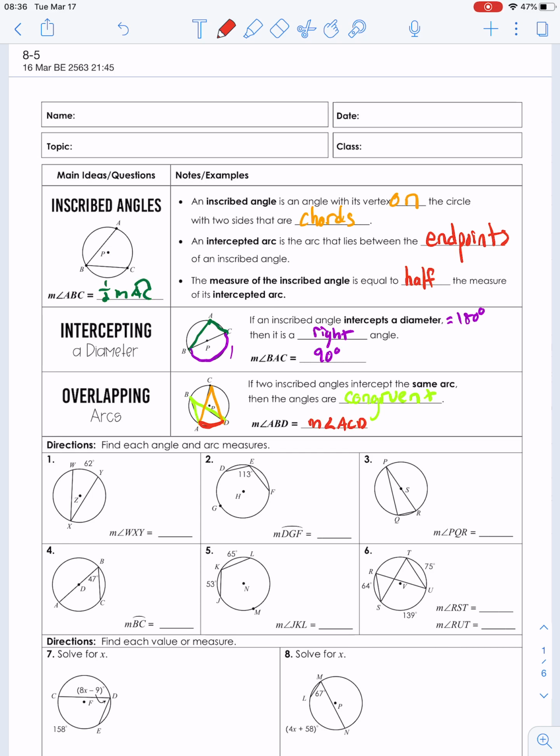So number one. First, it's asking for the measure of WXY. So the angle measure of WXY. What information does it give us? It gives us the arc. Arc is 62, which means this inscribed angle's measure is going to be half of the arc.